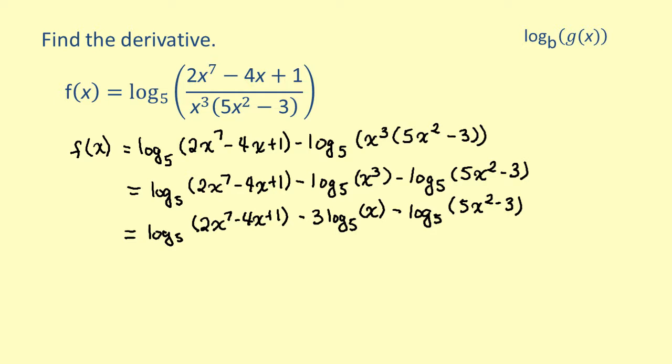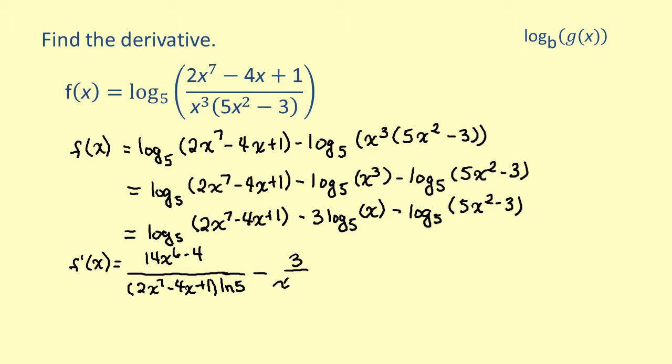simplify. For the first term, we get 14x to the 6th power minus 4 for the derivative of the argument over the quantity 2x to the 7th power minus 4x plus 1 times the natural log of 5. Next, we'll look at the second term. Following the same process, we get minus 3 over x times the natural log of 5.